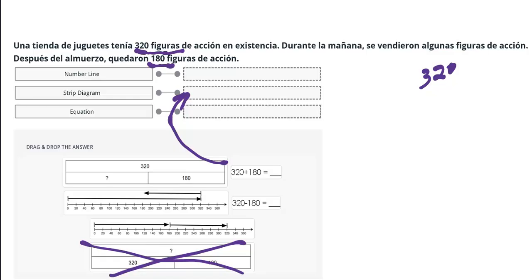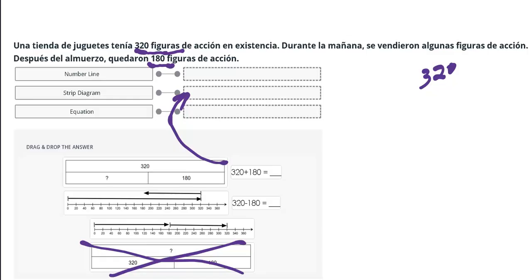Okay. Now let's look at the number lines. We know 320 was our total. So our arrows need to go to 320 first. The second one goes to 320, but there's two parts. Okay, so let's keep going. They said that they had 180 left.